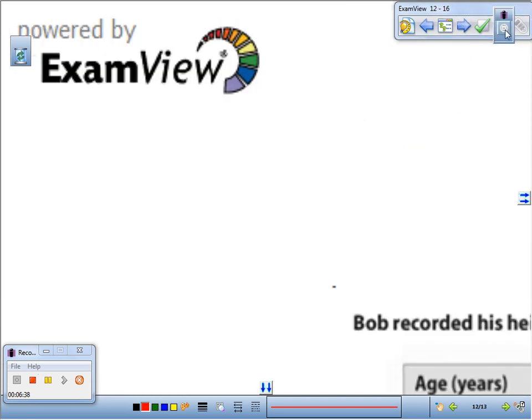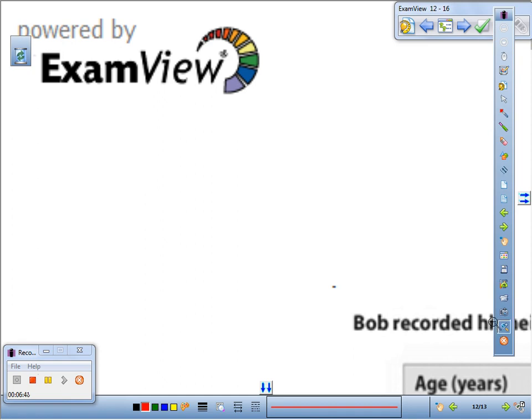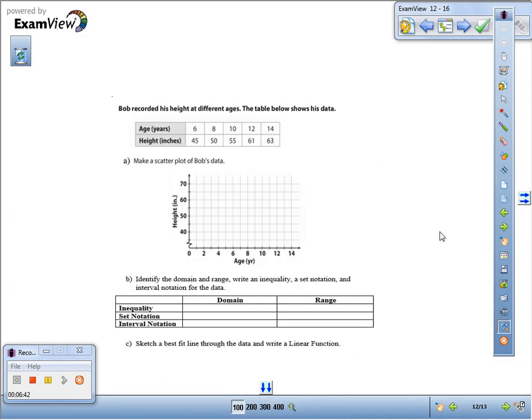Let's go to number 13. 13, or what? Which one is this? 12. Go to number 12. This one has everything combined in it. This one has plotting your points, writing your equation, finding the domain and range. Do number 12 by yourself. Ready? Go.